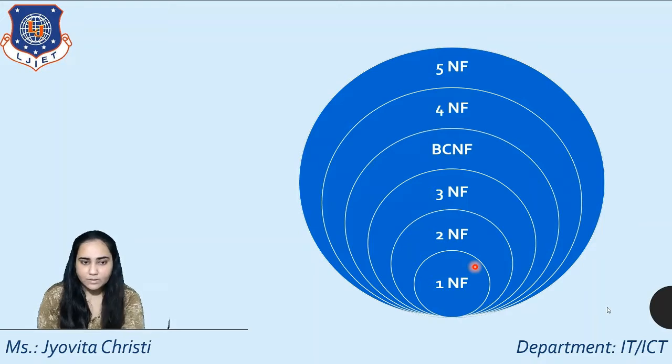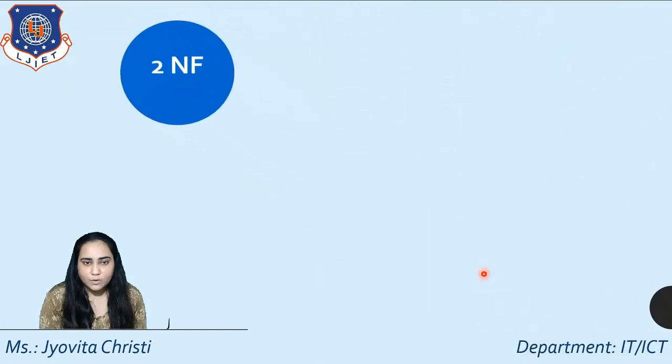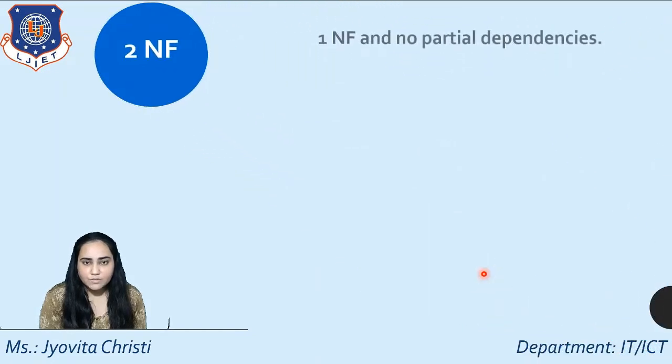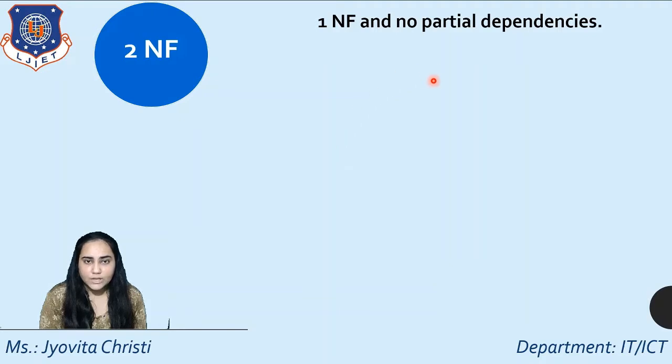So here we are going to discuss now the second step of the normalization process, which is 2NF. 2NF stands for second normal form, and the condition for 2NF is that the relation or the database should already be in 1NF and there should be no partial dependencies. So at this point you need to understand what a partial dependency is.